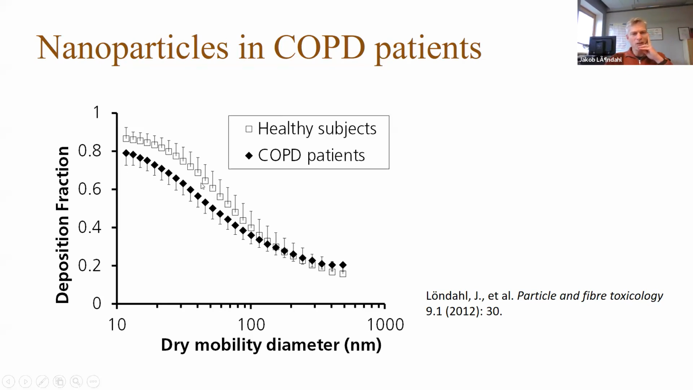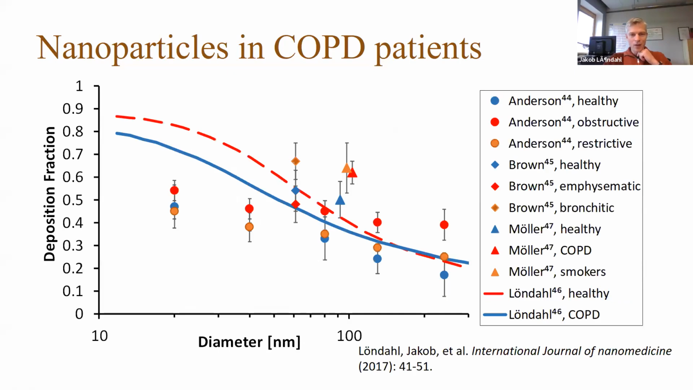But I was especially curious, why did the particles deposit less efficiently? I will come back to the explanation for this. But just to begin with, I tried to compare with other experimental studies. And here is the data. There were 3 previous studies with particles in this size range.